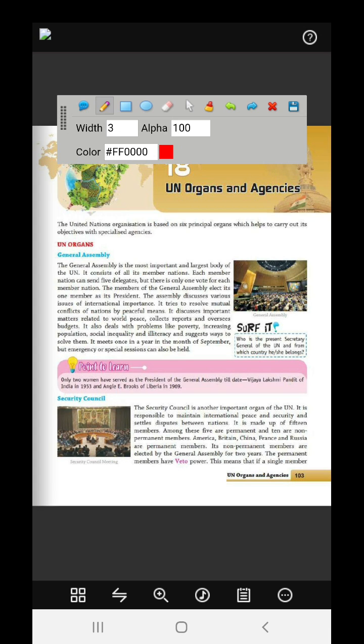So the UN organs, what are the UN organs? General Assembly, it is the most important and the largest body of the UN. It consists of all the member nations. Each member nation has 5 delegates, but there is only one vote for each member nation. The members of the General Assembly elect one member as the president.